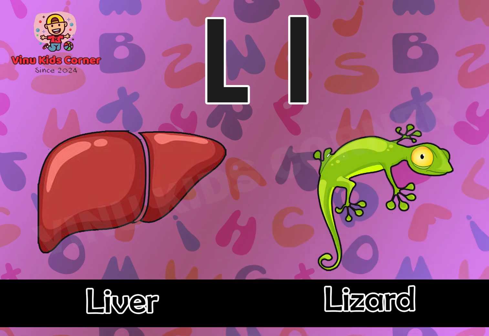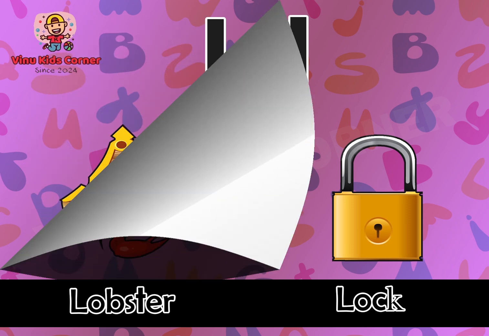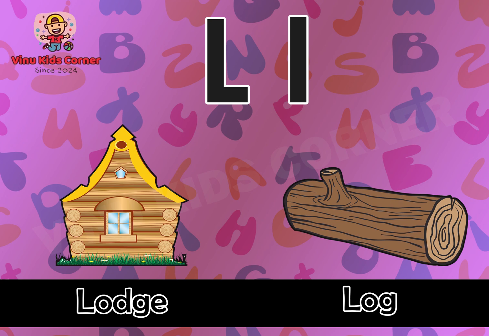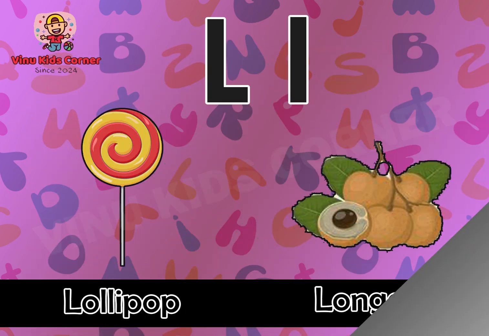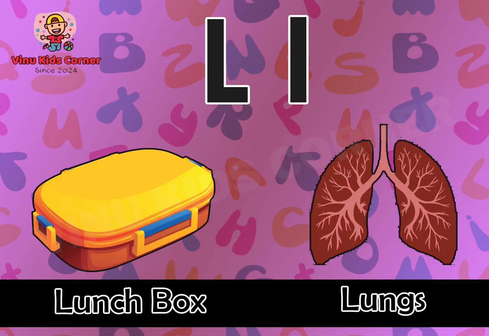L is for liver. L is for lizard. L is for lobster. L is for lock. L is for lodge. L is for log. L is for lollipop. L is for longan. L is for lunchbox. L is for lungs.